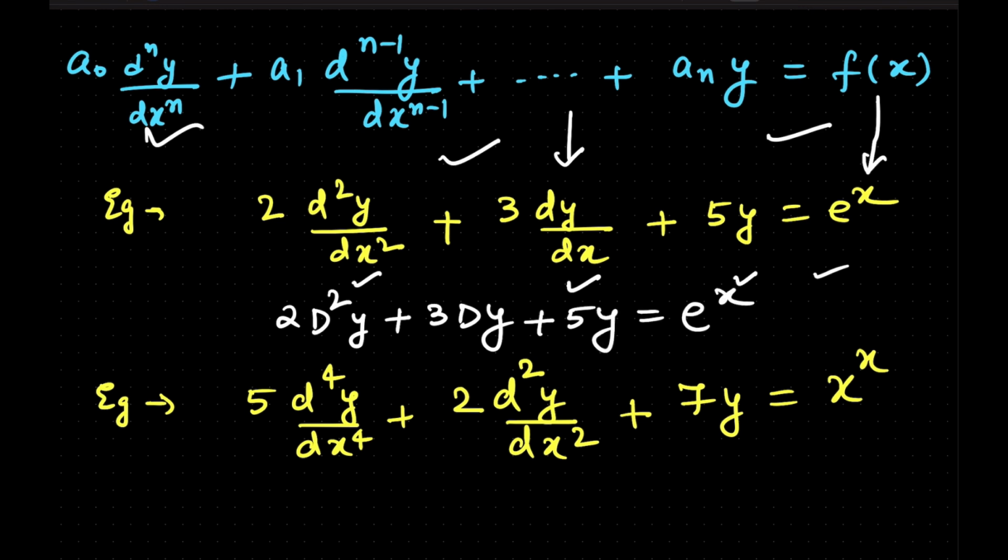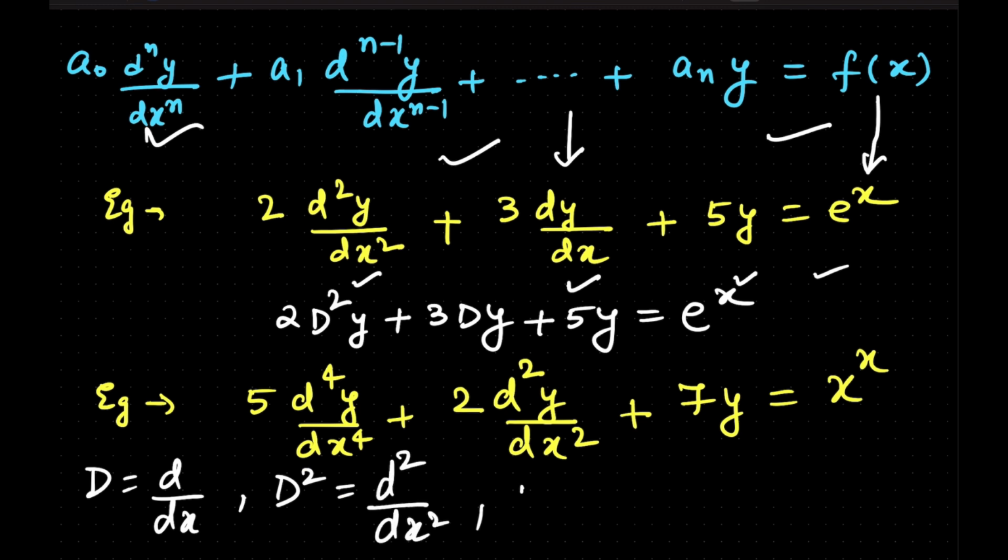Why? Because we can actually write D in place of dy/dx. Similarly, D² in place of the double differentiation with respect to x, and so on. Like for triple differentiation, you can write d³/dx³ as D³, and so on.